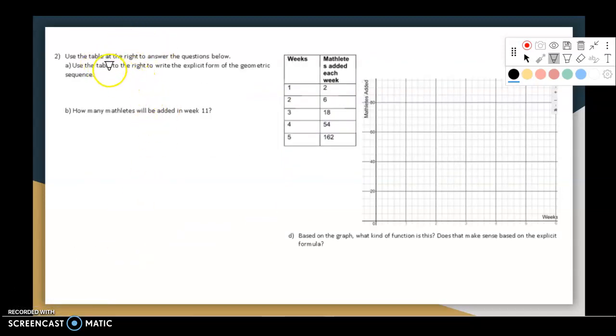We're going to work on this one on the bottom that has the chart. The one on the top we're not going to work on today. It asks you to use the table at the right to answer the questions below. Use the table to the right to write the explicit formula of the geometric sequence.